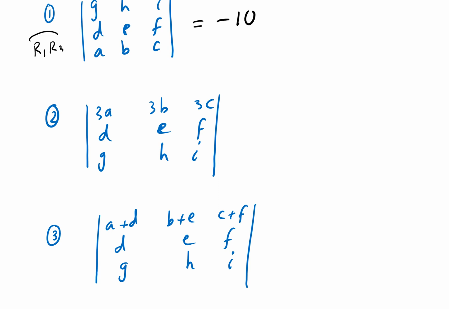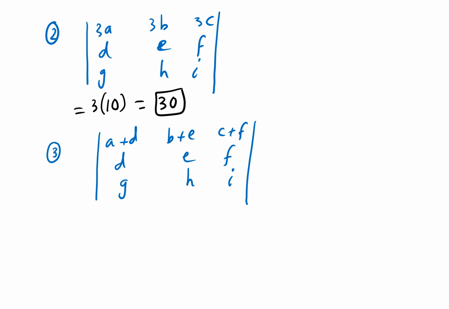So what happened for the second one? Comparing the original one with this one, they multiplied 3 times the original. The original had a determinant 10, so you multiply 3 by 10, 30. How about the next one? Anyone could see what happened?